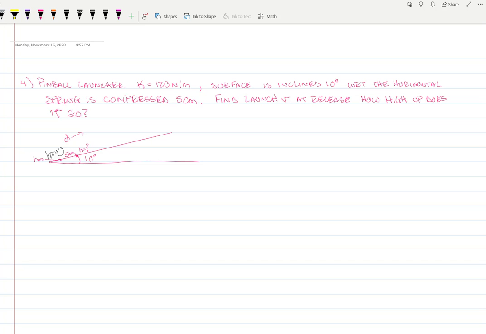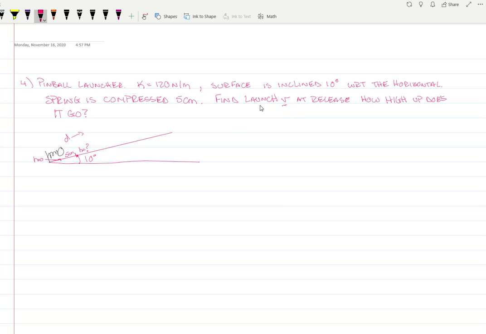Now we're going to have fun and launch a pinball. See what happens. So we've compressed a spring by 5 centimeters, and we know the spring constant is 120 newtons per meter. We know the incline of the pinball table is 10 degrees. And we want to know how far it goes. And we also want to know the velocity at release.